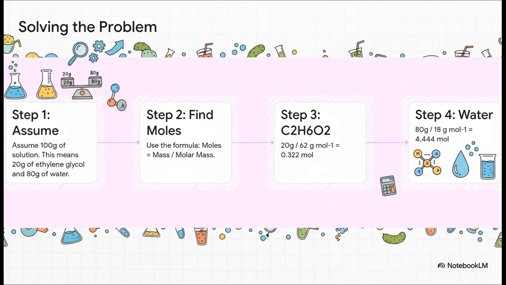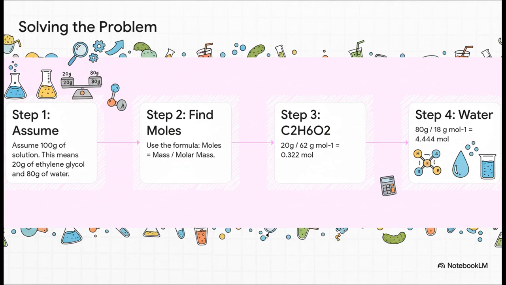Look at step 1. Whenever you see a percentage problem like this, the easiest trick in the book is to just assume you have 100 grams of the solution. Why 100? Because it makes the math so simple. If the solution is 20% ethylene glycol, that means in our 100-gram sample, we have exactly 20 grams of ethylene glycol. And the rest? Well, it must be water, so 100 minus 20 gives us 80 grams of water. Easy.